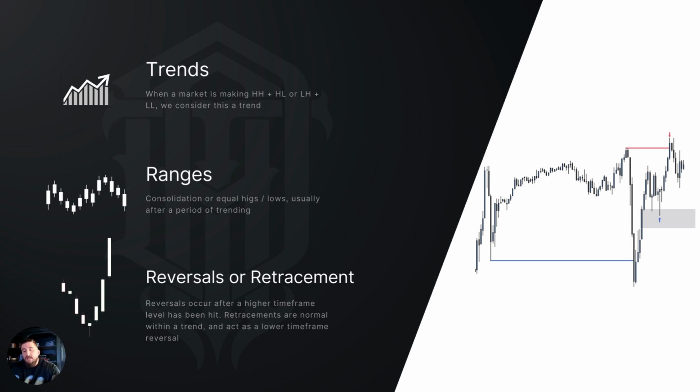The market can also range, consolidation phases or equal highs and lows. That usually comes after a period of trending. And lastly, reversals or retracement. A reversal occurs after a higher time frame level of liquidity has been hit. Retracements, however, are normal within a trend. Think of them as a smaller time frame reversal. So markets can have a lot of retracements when they're making higher highs and higher lows or lower highs and lower lows.